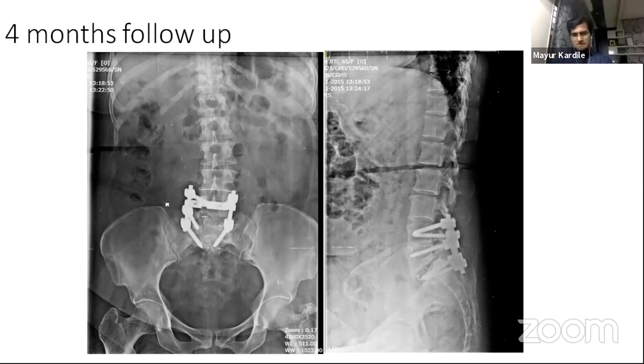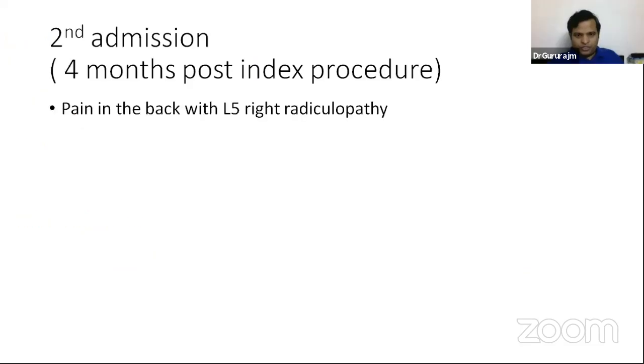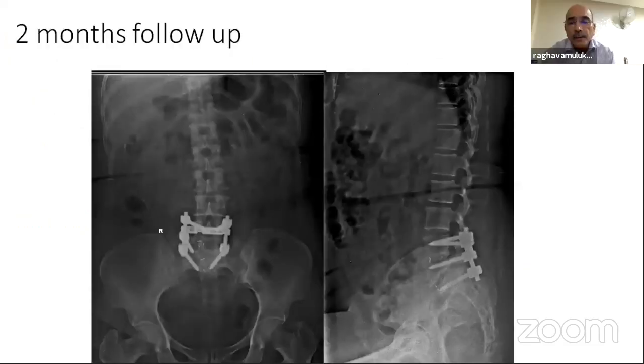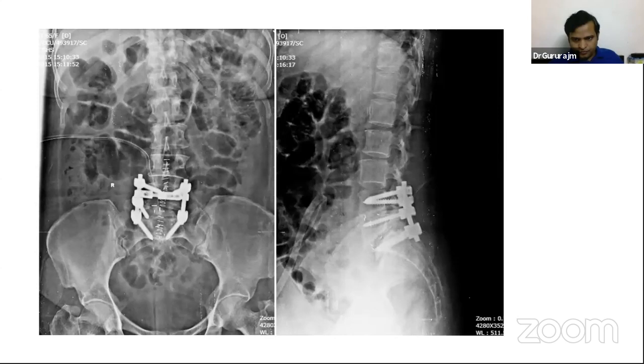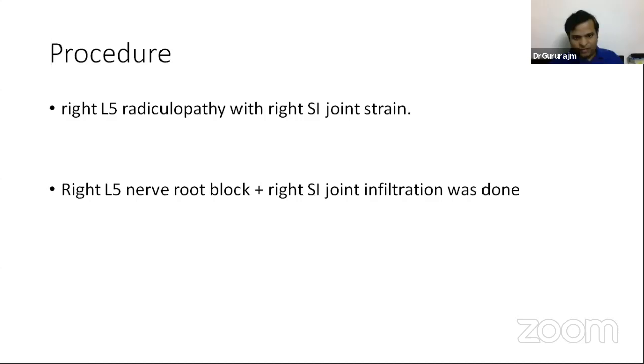I think your listhesis at L5 S1 is progressing. Anybody would agree with that? Go ahead. Well, I think there is some loosening of S1. Just show us the previous X-ray. What was the biopsy report? Sir, the biopsy report was actually nothing significant. That's why I have not put it here. So this is the immediate post-op. Something with the screws, I think. This is now at 4 months.